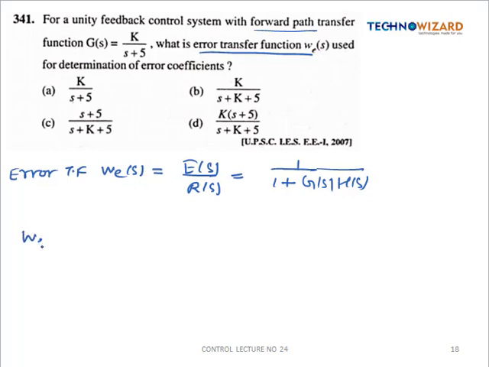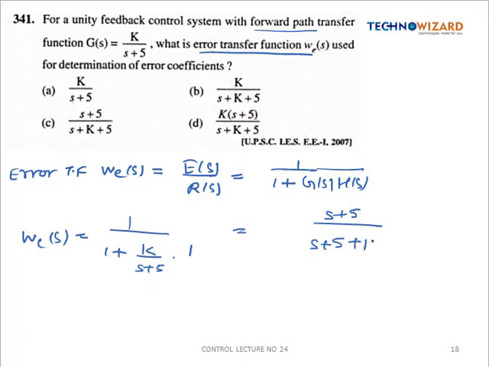So for the error transfer function, substitute the value of g of s into h of s. So g of s value is k by s plus 5 and h of s value is 1. So let us simplify. We are getting s plus 5 by s plus 5 plus k. So option C is the right answer.